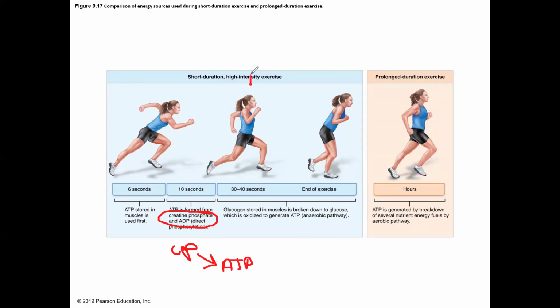Then you start making ATP in a process called glycolysis. You're converting glucose into pyruvic acid. It looks like you can also use a storage form of glucose called glycogen, which is found inside your skeletal muscle, to start using it as a nutrient. Okay, glycogen is the storage form of glucose.